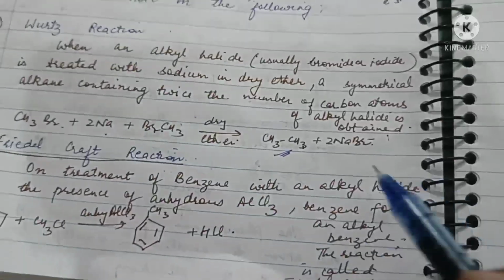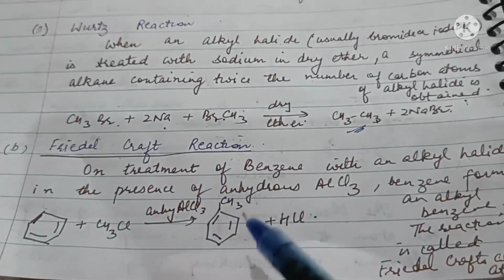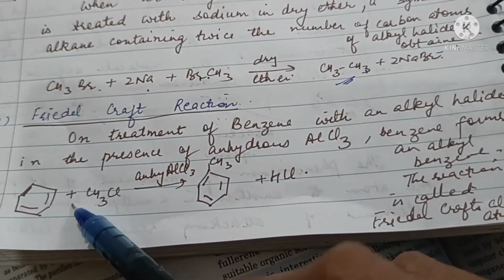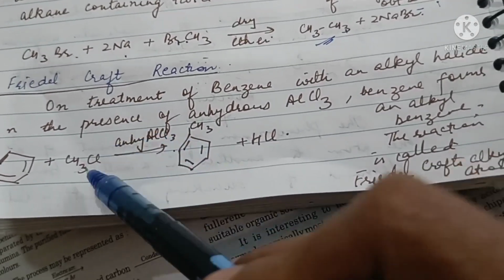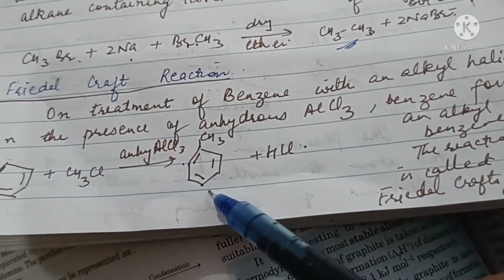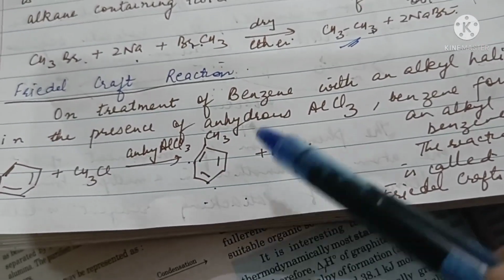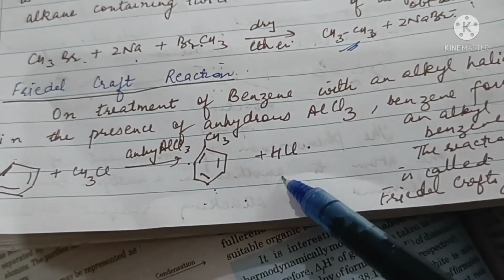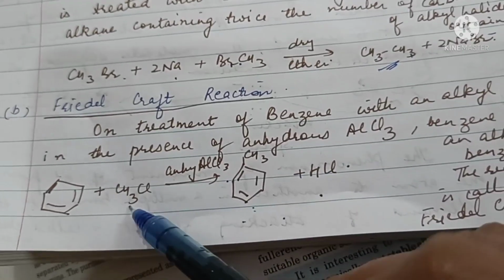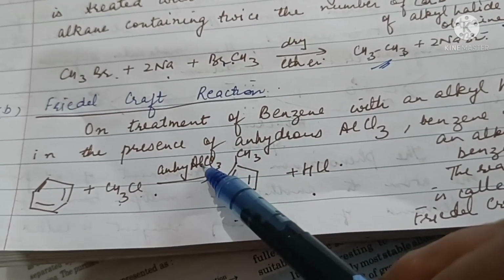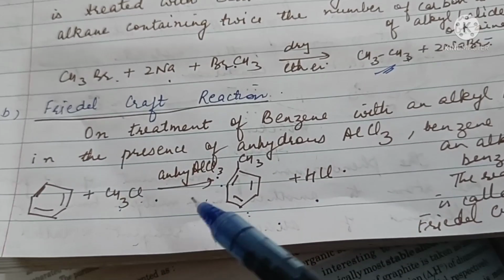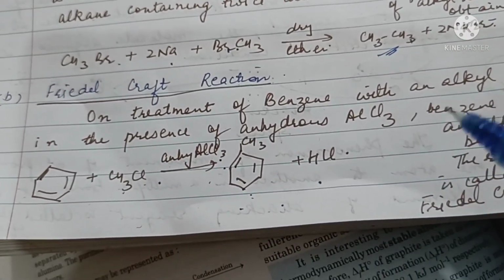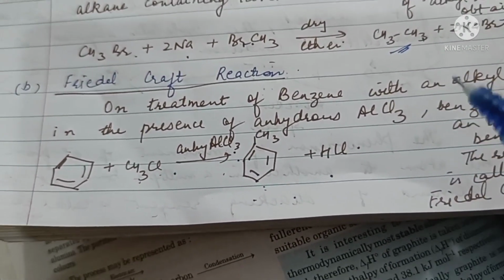This is Wurtz reaction. In Friedel-Crafts reaction, when we treat benzene with alkyl halide in presence of anhydrous aluminum chloride, the alkyl group gets attached and alkyl benzene is formed. This is known as Friedel-Crafts alkylation reaction. If acyl halide is added in presence of anhydrous aluminum chloride, acyl group can get attached. That is also Friedel-Crafts reaction, but it is called Friedel-Crafts acylation reaction.